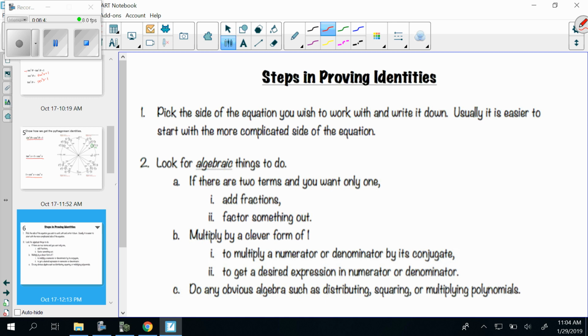All right, also some things that you're going to want to do when proving these identities is pick a side of the equation to work with and then kind of solve it for the other one. Look for algebraic things to do. So if you have two terms and you want to make them into one, add the fractions to get a common denominator, maybe try to factor something out. Sometimes you might want to multiply by a conjugate. Do any obvious algebra like distributing or squaring or multiplying.